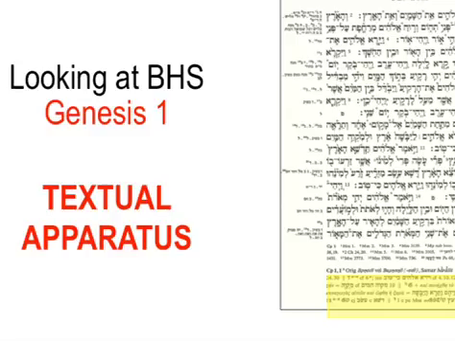Let's look together at one final item that appears on the page. Look at your screens with me. Here we have what is called the textual apparatus, and it appears at the very bottom of your page, and on this screen it's highlighted in yellow. This is not a Masoretic system. This is a system developed by modern scholars when they study the text.